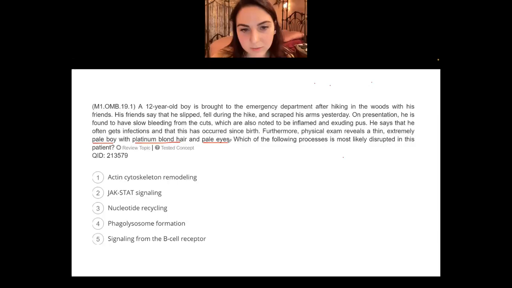So what does this kind of make you think of? This should make you think of albinism. Platinum blonde hair is basically like white hair. You know, like the trend when girls dye their hair platinum blonde, it's very, very blonde. That's what they're trying to get at. He didn't dye his hair this color. That's his color. It's blonde to the point of white. And then the pale eyes, and then the pale boy.